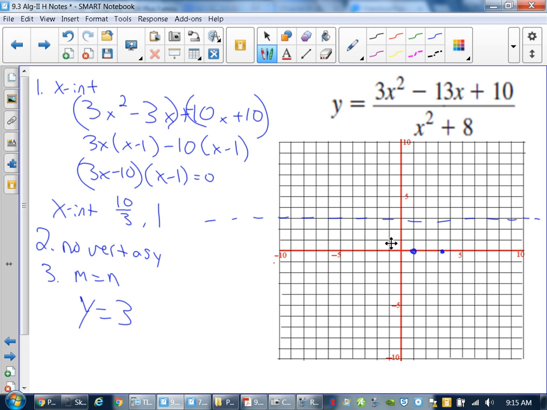What's your domain? Very good. What's your range? Anything but 3. All y values but 3.